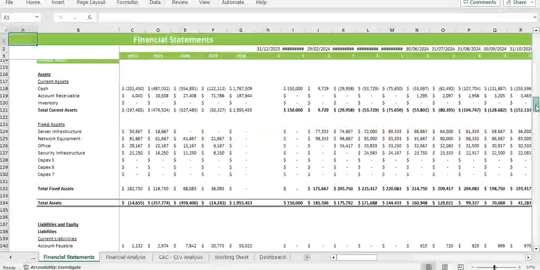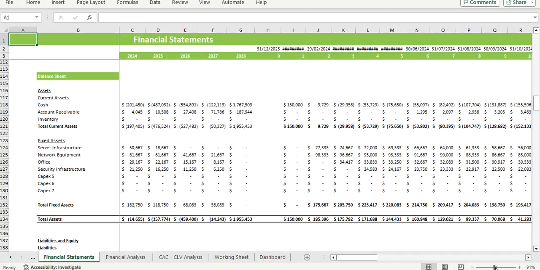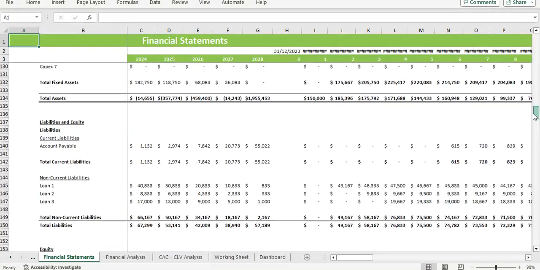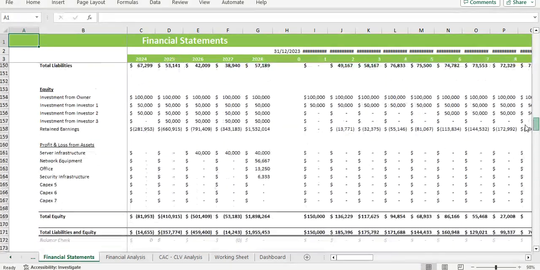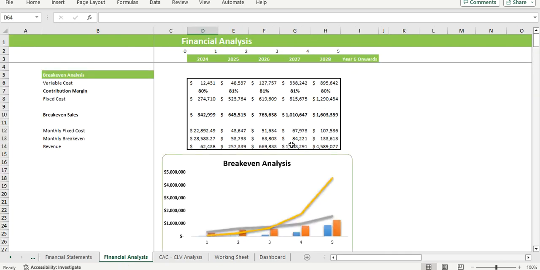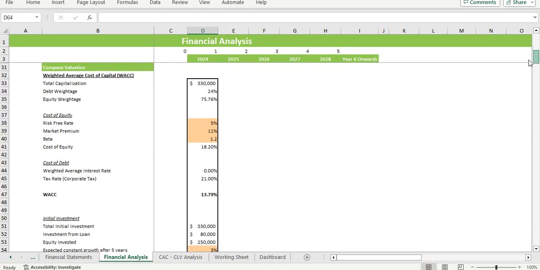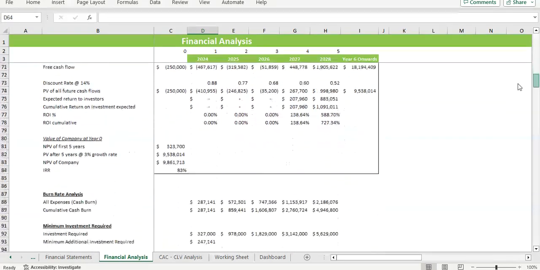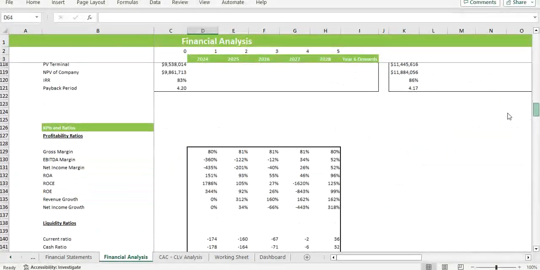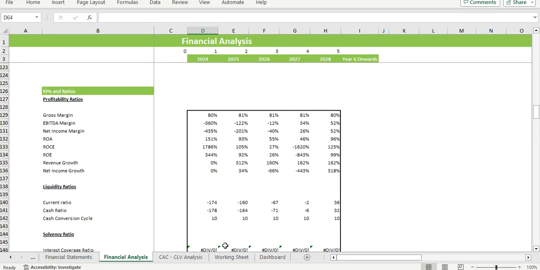Moving on, we have the balance sheet. The balance sheet shows us the total amount of assets of our business, the total amount of liabilities, and the total amount of equity of our business. Moving on, we have financial analysis, where we have the break-even analysis of the business, the company valuation, the sensitivity analysis, and the KPIs and ratios.